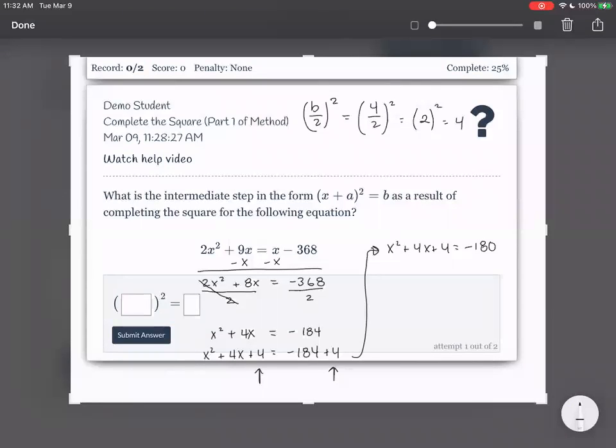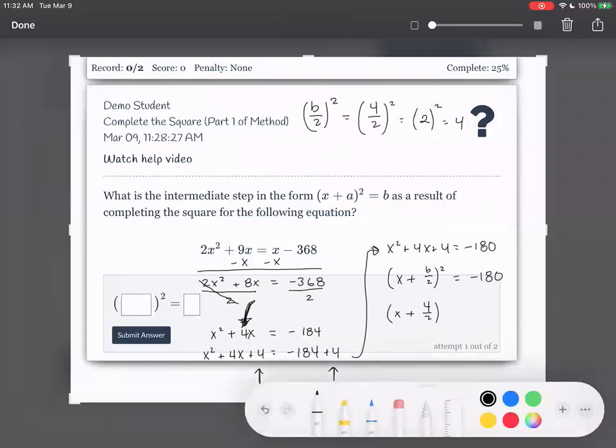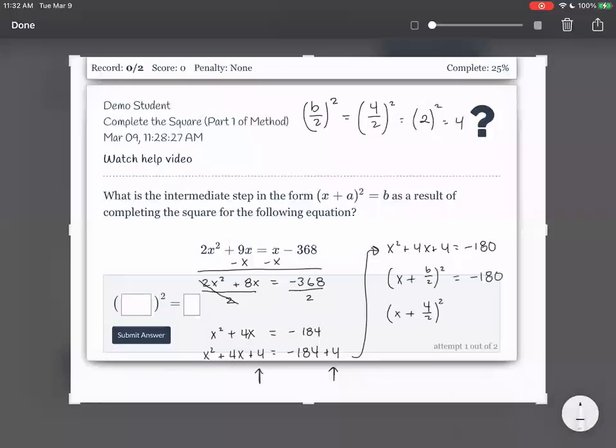Okay, so from here, we want to rewrite it in this form: x plus b over 2 squared equals the negative 180. So the b over 2 is 4 over 2. Remember, our b value is this number. If that arrow wasn't big enough, that number is your b value. So I just plug it into our formula. So x plus 4 over 2 squared equals negative 180. Let's simplify that again. 4 divided by 2 is just 2. So this is x plus 2 squared is equal to negative 180.